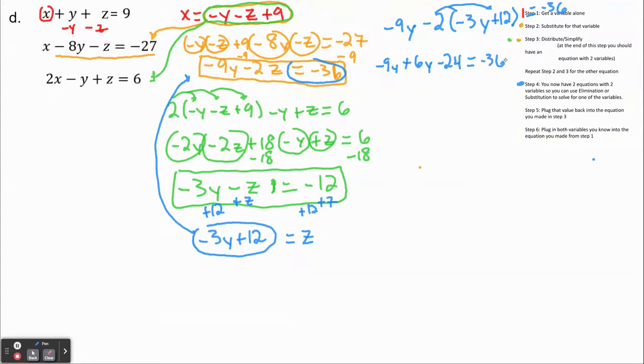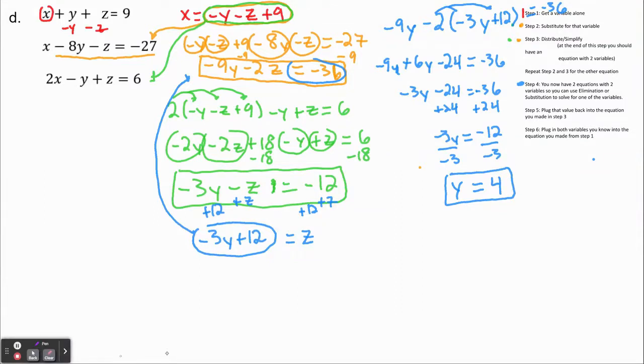Now I have an equation with just y values, so I'm going to combine like terms and solve for y. Combining like terms, I get negative 3y minus 24 equals negative 36. Now I'm going to add 24 to both sides. Divide both sides by negative 3 to give me y is equal to 4.